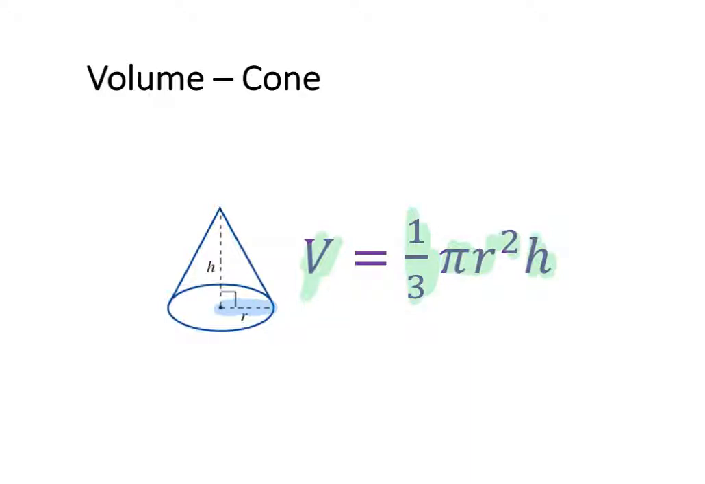The second piece of information is the height. Now the height is going to be from the top of the cone down to the circular base. So you're looking for the height of the cone. Now it's important to not get confused between the height and the slant of the cone. The slant of the cone is the length of the side. We are not looking for that when we are looking for the height. The height is from the tip down to the circular base.